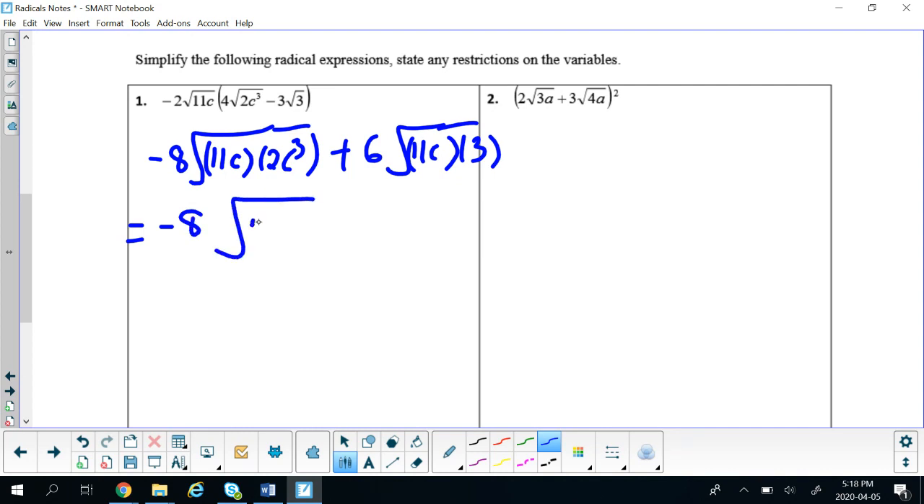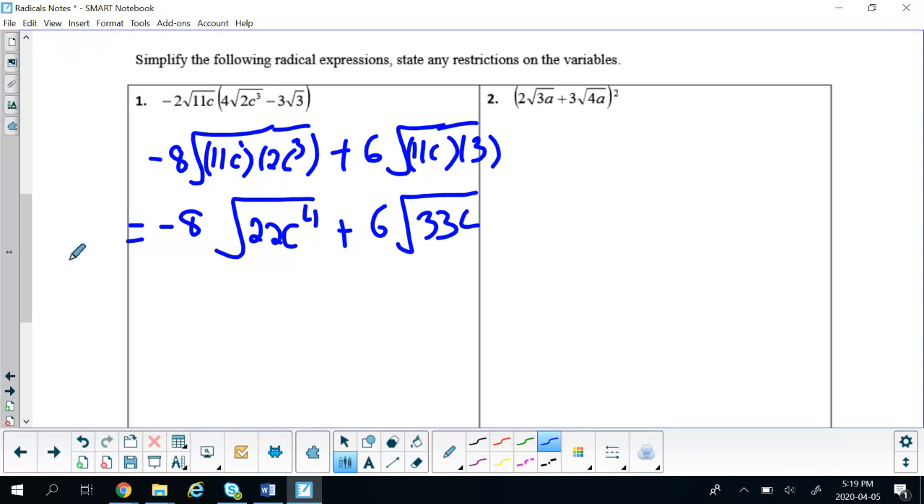11 times 2 is 22. And here we have c and c cubed. Because we have like bases, we're going to add the exponents. So c means c to the power 1, because if it is just c, it means c to the power 1. 3 plus 1 becomes 4. So c to the power 4, plus 6. And here 11 times 3 becomes 33 times c.